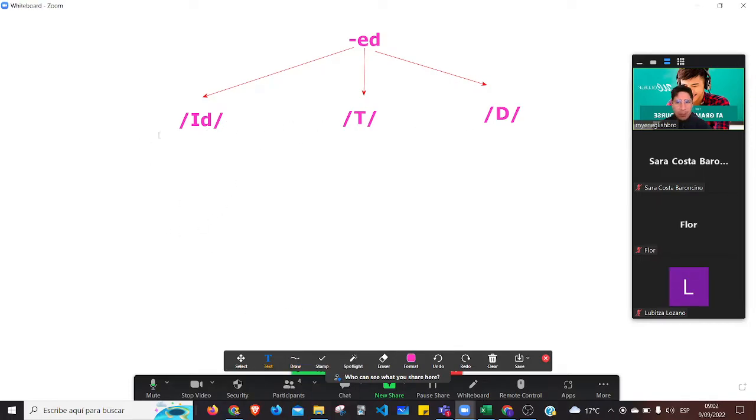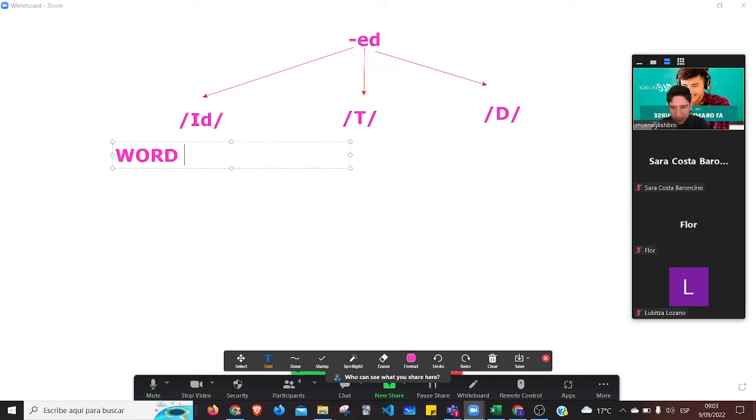La primera, we are going to use this one when the verb or the word ends in T or D. Let me change the color because it will be great for you. Okay, so when the words end in T or D, you pronounce like that. For example, you have the word want. In the past, this is wanted.